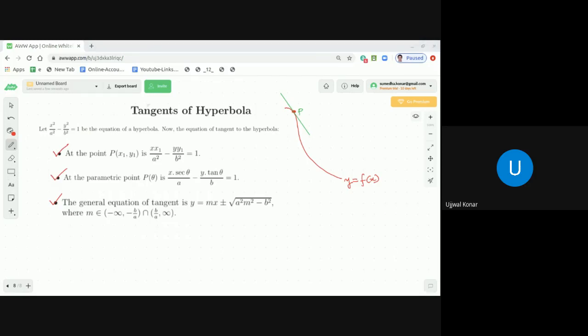Now, dear students, with this I would like to conclude the class here. In the next class, I am going to discuss the director circle of the hyperbola, normal to a hyperbola, pair of tangents from an external point, and then we'll discuss the chord of contact, equation of chord in terms of middle point, and finally rectangular hyperbola.